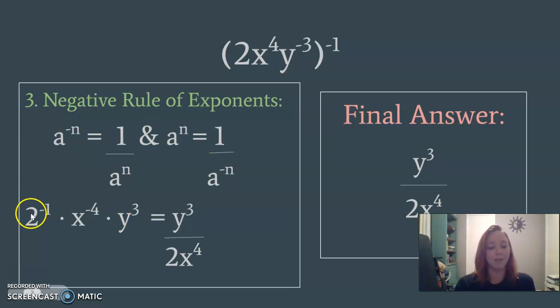So then that's going to give us, this was our step when we were simplifying using the power of a power rule. That's going to break us down to having y to the third over 2x to the fourth. And that's going to be our final answer.